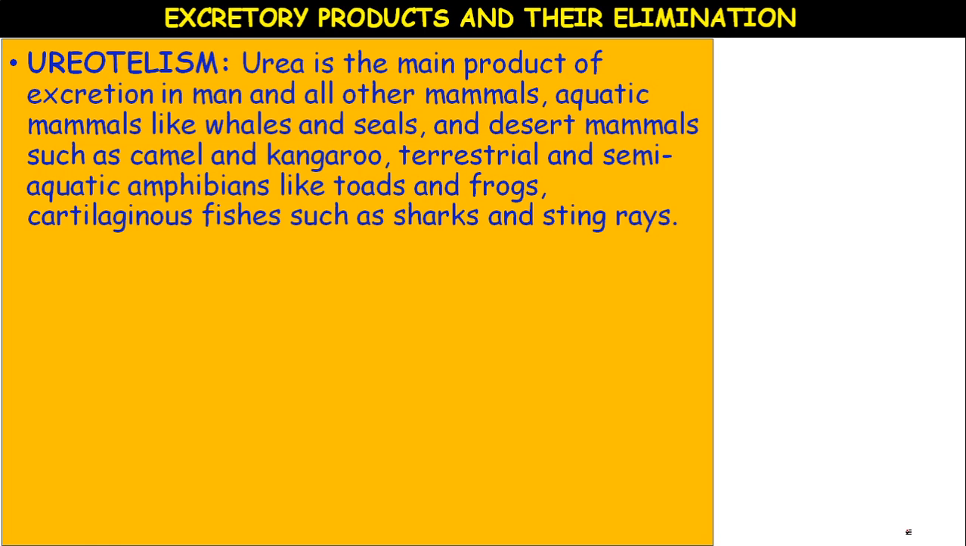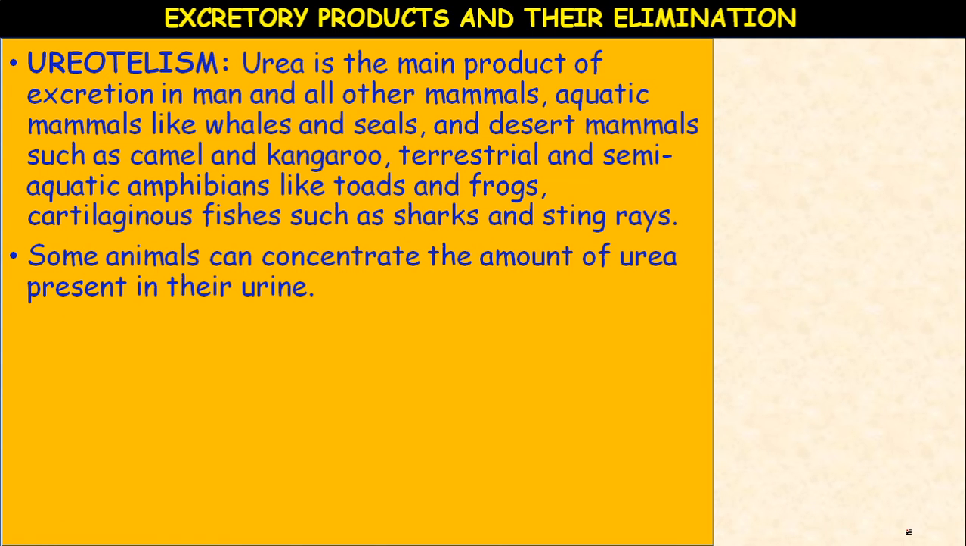Some aquatic animals, even aquatic mammals like whales and seals, and desert mammals such as camel and kangaroo, the terrestrial and semi-aquatic amphibians like toads and frogs, and cartilaginous fishes such as sharks and stingrays, they are all examples of ureotelism. Their main excretory product is urea.